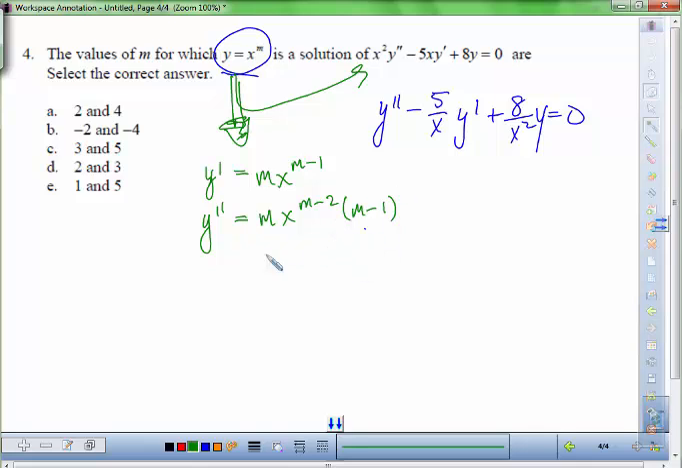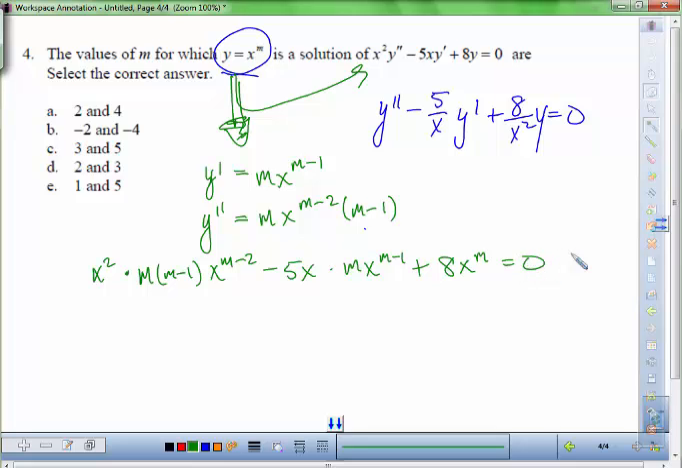Okay, so this is my second derivative, and it looks like if I just put that in there, I should be good to go, right? Got it. So x squared times y double prime, which is m times m minus 1, x to the m minus 2, minus 5x times the first derivative, m x to the m minus 1, plus 8 times the original function, which is just x to the m. Is that good so far?